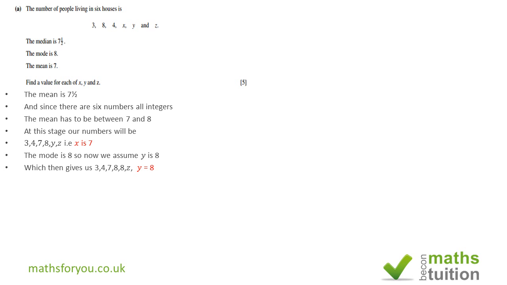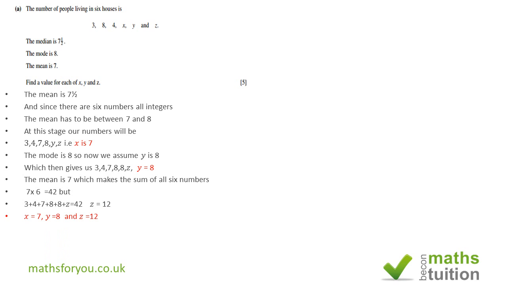Right. The mean is 7. The number of houses is 6. So if you multiply 7 by 6, you get 42. Now, if you add 3 plus 4 plus 7 plus 8 plus 8 plus Z, that is equal to 42. If we take 3, 4, 7, 8 and 8 to the right hand side, the signs will change, which gives us that Z has the value of 12.